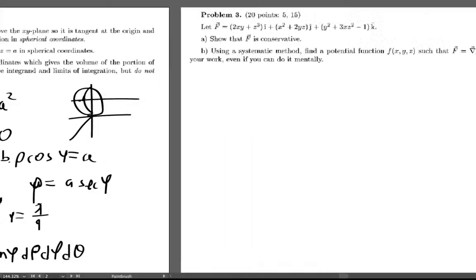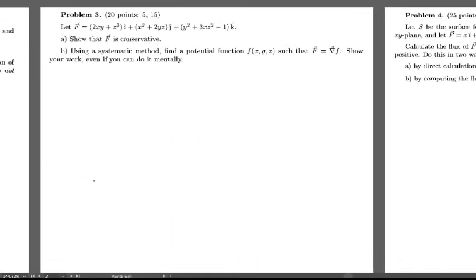Okay, pretty good. Okay, let's go for problem 3. Let f vector equal 2xy plus z cubed, plus x squared plus 2yz, plus y squared plus 3xz squared minus 1, k hat. Show that f vector is conservative.